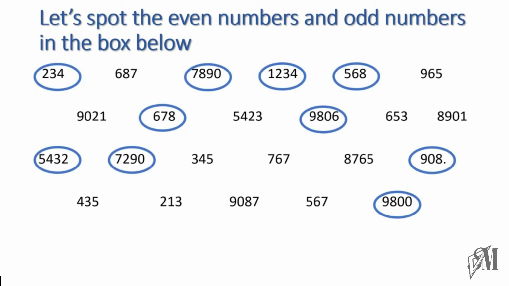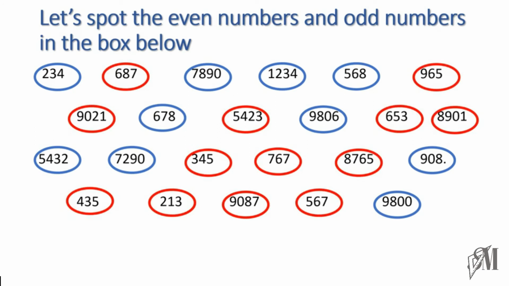Now here I have circled with blue the even numbers. If you see carefully, the last digits are 0, 2, 4, 6 or 8. And the remaining will be odd numbers. So let's circle the odd numbers with red like this.